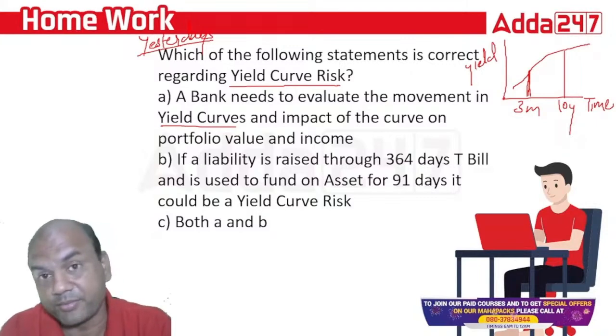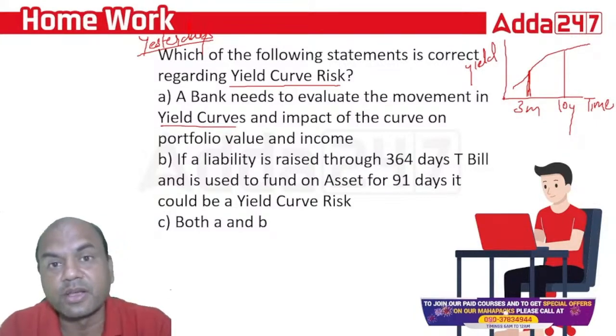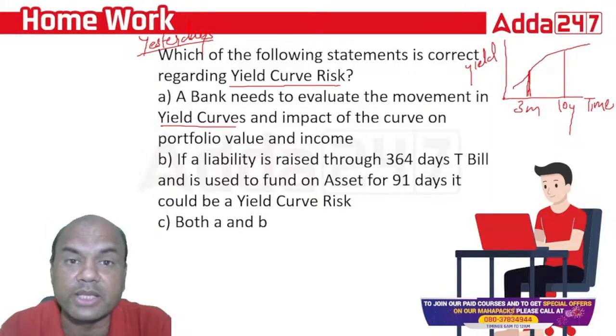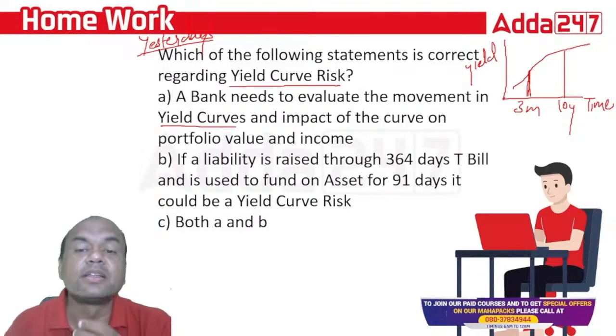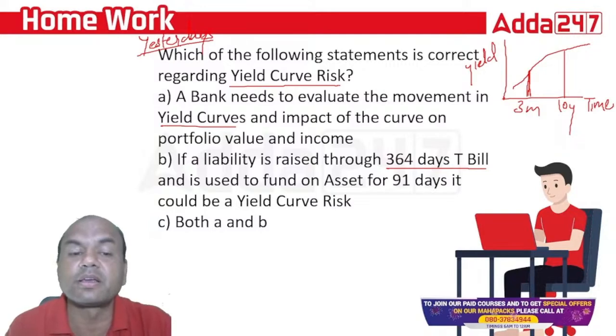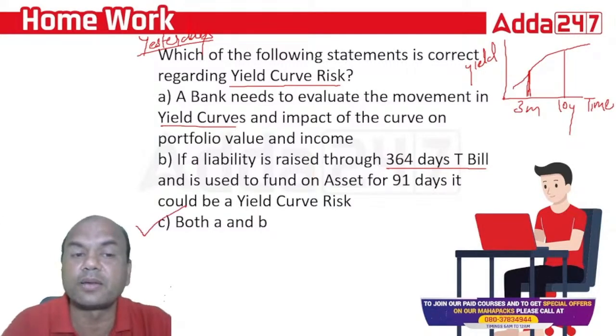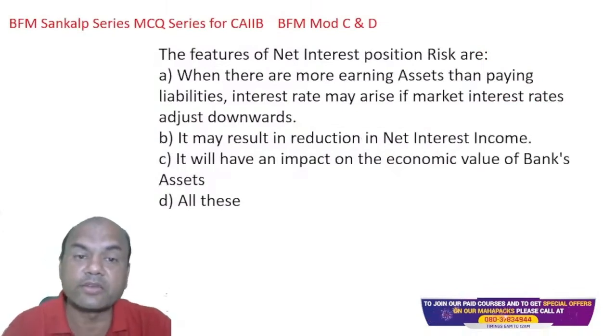I may be, because once this 91 days loan matures, again I need to refresh this loan. Again I need to give it to someone else. So will I be able to give it at the same rate? Because this liability is fixed at 364 days, the rate of interest is fixed for the liability, but this is changing. So I'll definitely be faced with the yield curve risk. So answer is C, both A and B. This was yesterday's homework. Let's start with today's part.